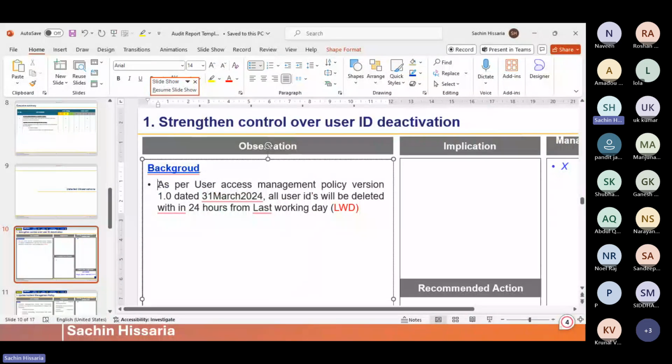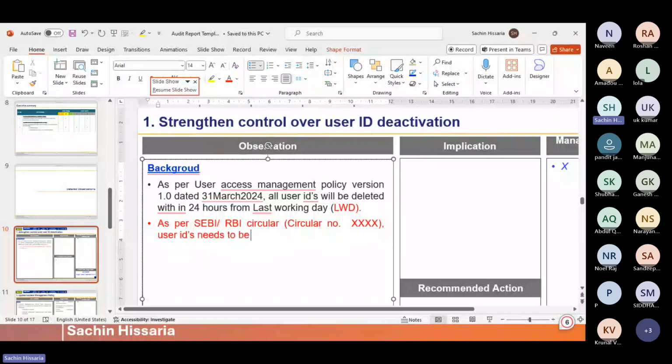We are saying that our policy says all the user IDs will be deleted within 24 hours from the last working day. Now, if there is any regulatory requirement, you can refer to that as well. Suppose as per SEBI circular, RBI circular, you can write the circular number as well, here in brackets: user IDs need to be deactivated on a timely basis.